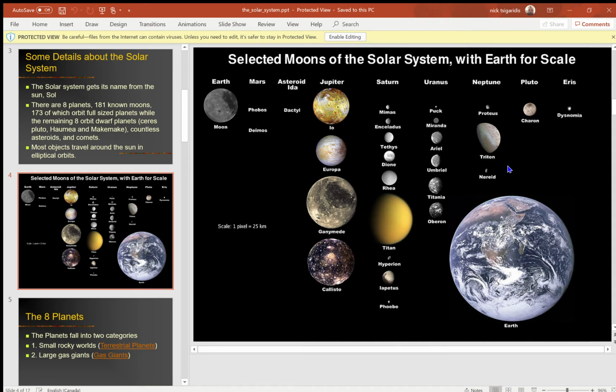And this is a nice little slide here because it represents relative sizes to everything. It actually gives you a scale. So one pixel on this particular image is roughly about 25 kilometers.